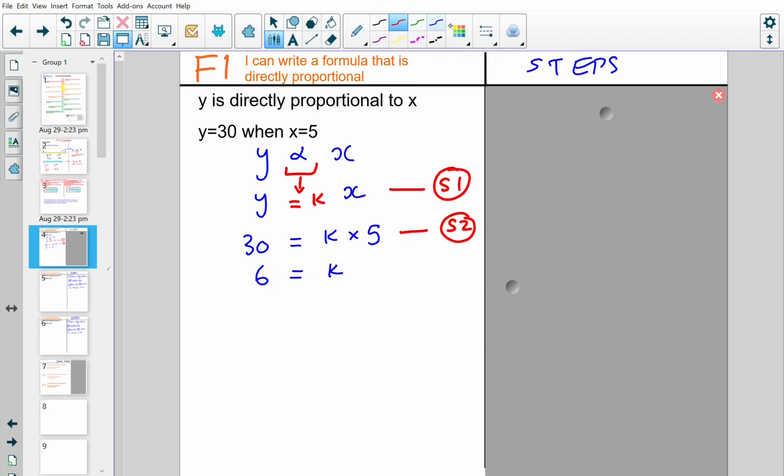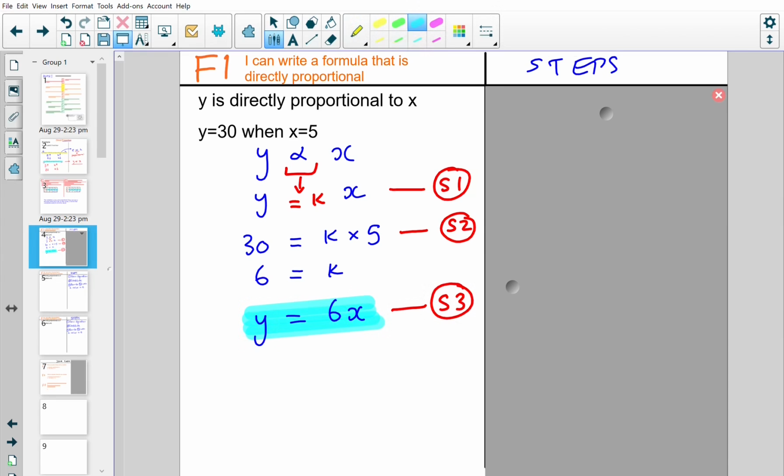This is step 2. And lastly, to get to the final answer, I substitute my constant, the K value, back into step 1. So for the final answer, Y is equal to the value of K, which is 6X. This is my step 3. And this is my final answer.